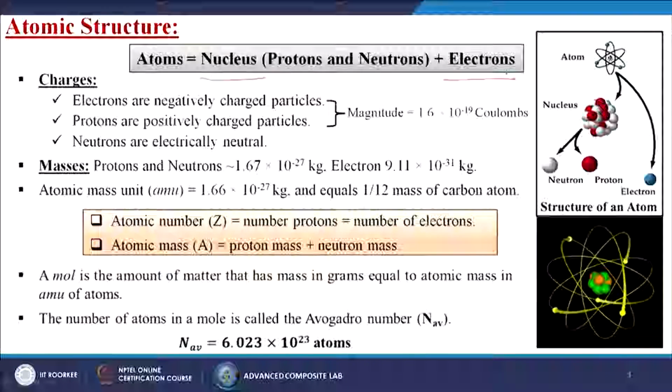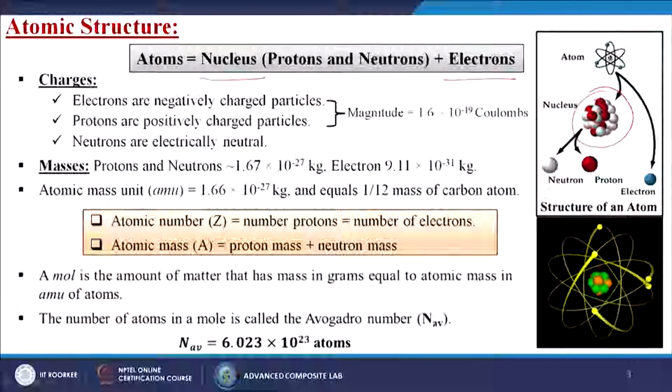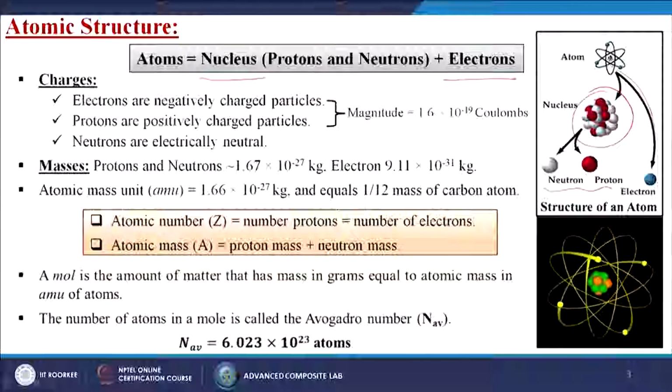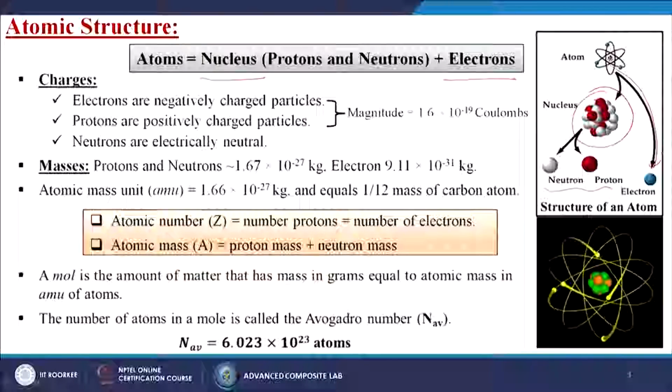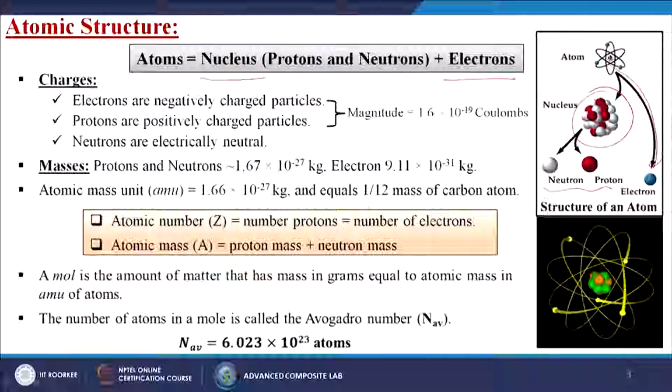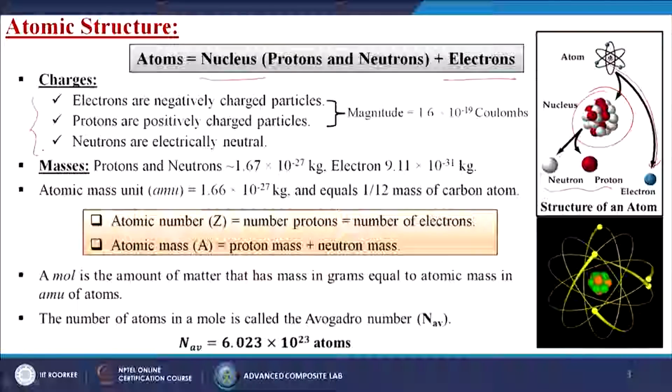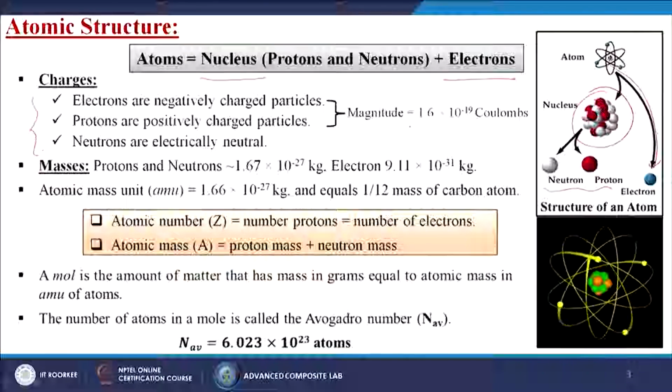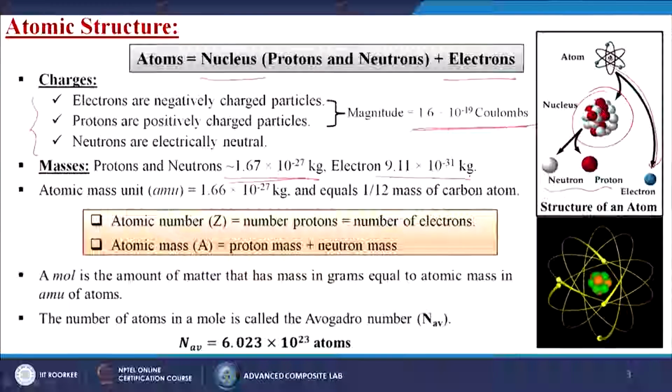Here in this atom, this is the nucleus of that material. It is divided into two parts, neutron and proton, which make up the nucleus, and another part comes from the electron. Electrons are negatively charged particles, protons are positively charged particles, and neutrons are electrically neutral. These are the three characteristics. What is the magnitude of the charge of electrons and protons? Generally 1.6 × 10^-19 coulombs. What are the masses? Protons and neutrons have masses of 1.67 × 10^-27 kg. For the electron it is 9.11 × 10^-31 kg.